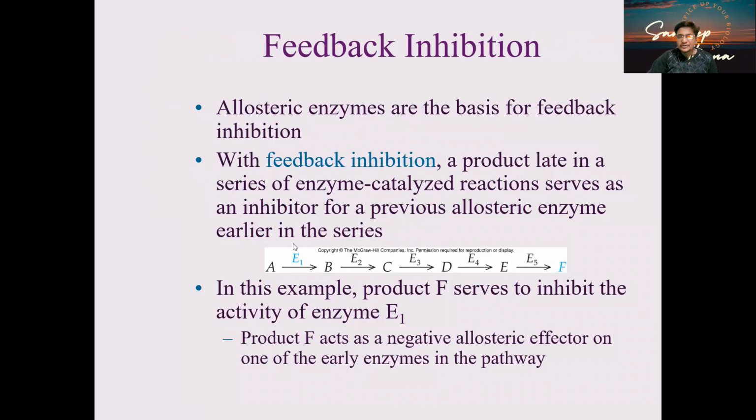Feedback inhibition, as I told you: suppose a pathway begins with the substrate A, and the final product is going to be F. Finally, F will come and bind to E1, and hence the rate of reaction is going to be stopped. So this is a kind of feedback inhibition which some of the enzymes undergo.